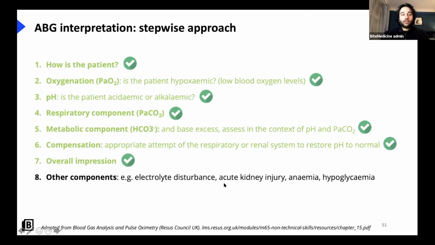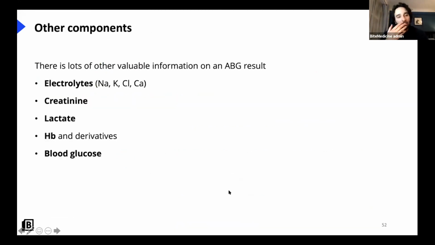So I'm going to have to just have a brief touch on our other components. We've already really talked about this. We're not going to go into more detail regarding these, but just make sure that you're aware there is actually a lot more valuable information on an ABG in addition to everything we've already discussed. You can get a quick look at someone's sodium, potassium, chloride, calcium, lactate, hemoglobin, various bits and pieces. It's a really, really useful test to do.